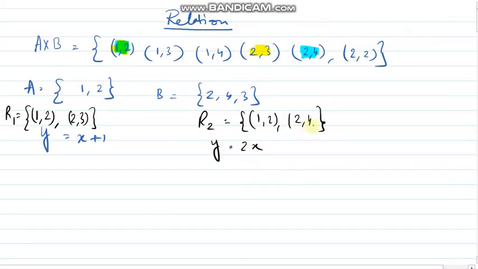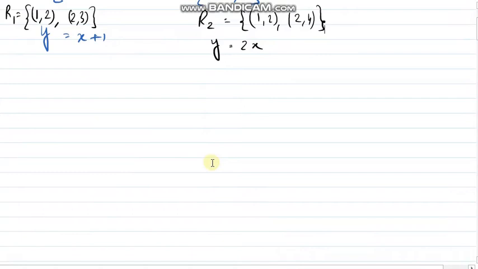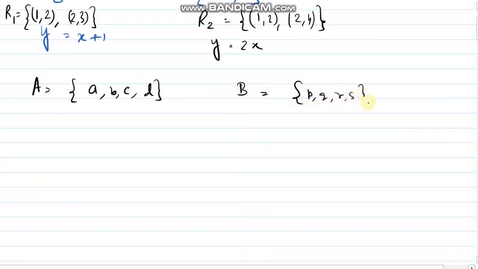So if all the ordered pairs follow the same relation, then we can say that this relation is valid on the ordered pairs. Suppose I am giving you one example. A set contains a, b, c, d, and your B set contains p, q, r, s.